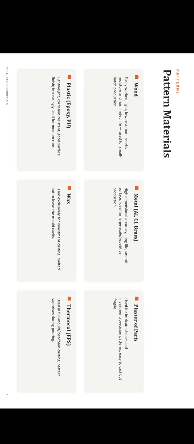Plastic: lightweight, corrosion resistant, good surface finish, used for medium runs. Wax: used extensively for investment casting, melts out to leave the mold cavity. Thermocol: used in full mold or lost foam casting, the pattern vaporizes during pouring.